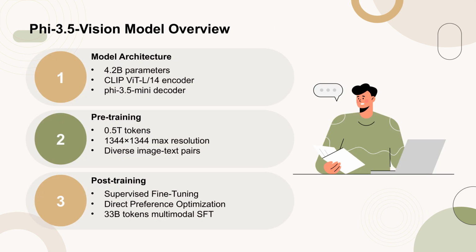The Phi-3.5 Vision model is a 4.2 billion parameter multimodal model designed to process both images and text. It consists of a CLIP ViT-L/14 image encoder and a Phi-3.5 Mini transformer decoder. During pre-training, the model processes 0.5 trillion tokens, with a maximum image resolution of 1344 by 1344. The model is then fine-tuned using supervised methods and direct preference optimization, with a focus on multimodal tasks and safety, utilizing datasets totaling 33 billion tokens.